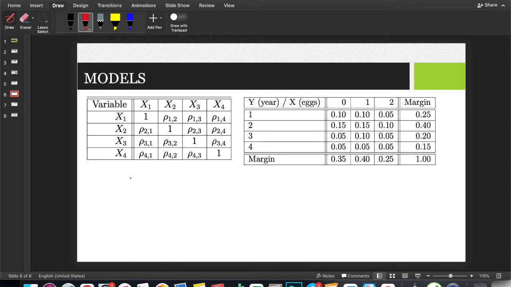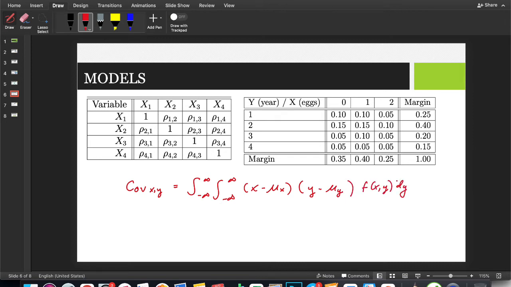Now, if you want to calculate the covariance between x and y, that is simply equal to the integral from negative infinity to positive infinity of (x minus mu x) multiplied by (y minus mu y) times f of xy, dx dy. So mu x and mu y here are the mean of x and mean of y respectively, while f of xy is the joint PDF of x and y.